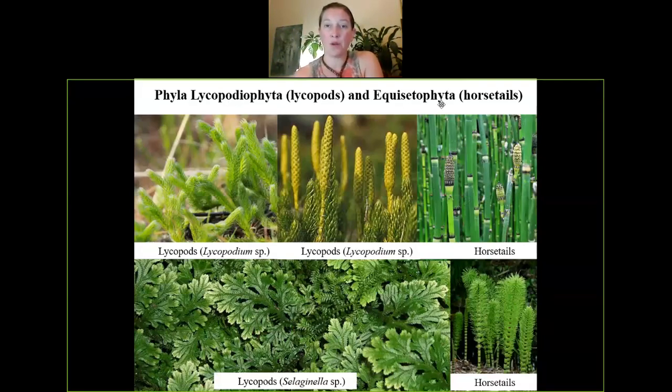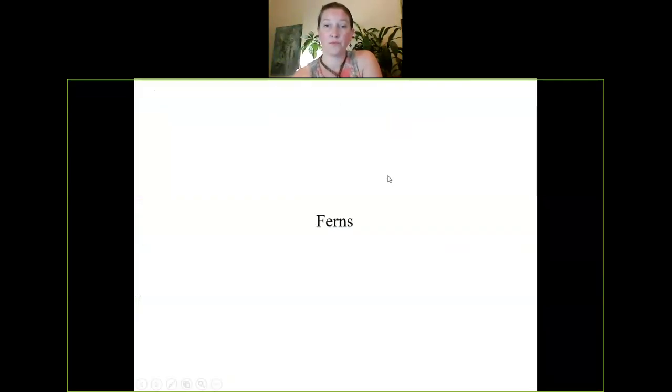The other 2 phyla that we're going to talk about are Lycopodiophyta, right, which are the lycopods. Lycopodiophyta, you're talking about a phylum. And Equisetophyta, right, which is the horsetails. And you can see some examples of that in this summary slide. We're going to talk all about these guys today. All right, so we'll start with the ferns.